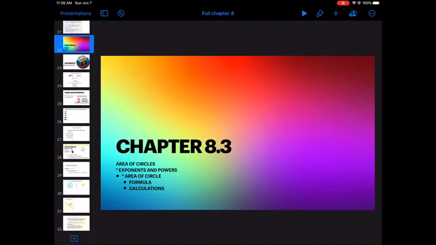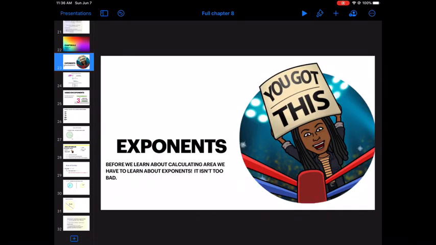Okay, so now we're working on chapter 8.3, the area of circles. So we're going to look at exponents and powers, which is something totally new. Then take it from there, area of circle, formulas, and calculations. Okay, so exponents. This is a very important part of knowing the area of a circle. So let's get to it.